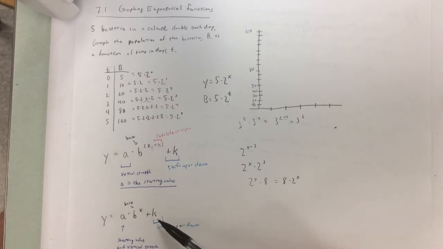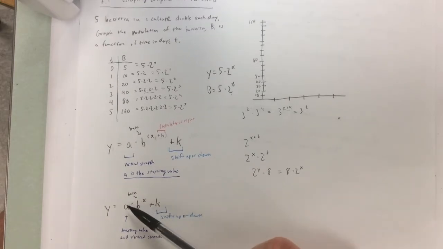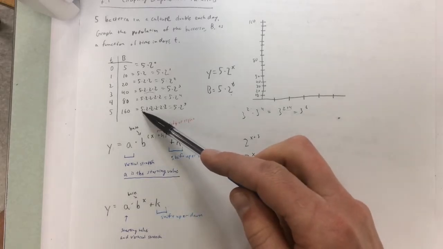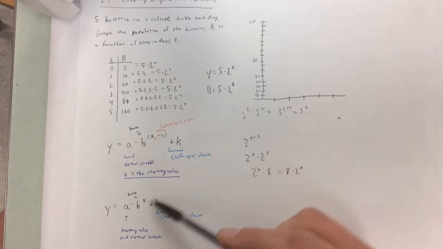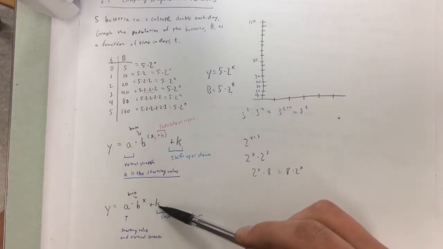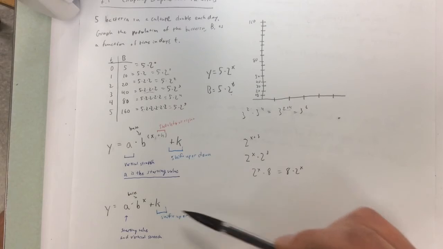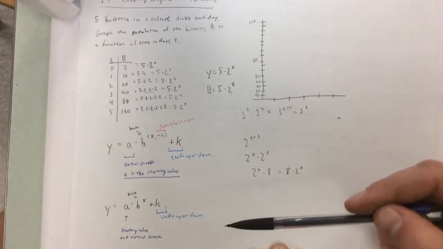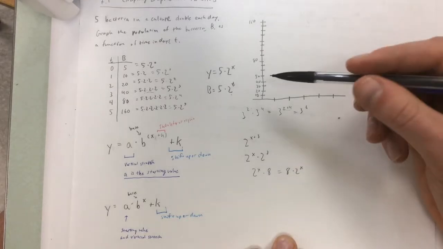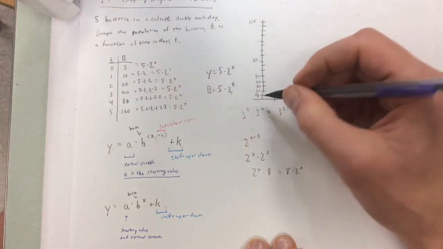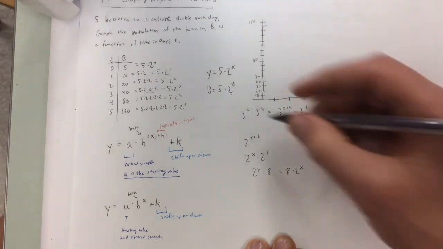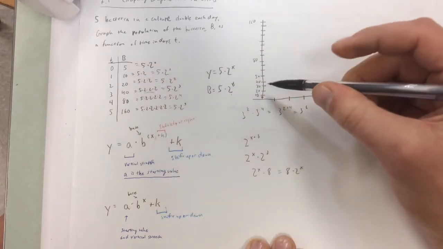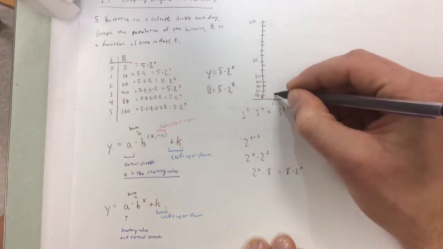So it's normally of this form right here, where the starting value is the a, in this case the 5, times the base raised to the x plus the k, where the k is whatever shifts it up or down. Remember, if a is negative, it would be flipped over the x-axis. So if I'm graphing this here, my first one is at 0, 5. After 1 day, there was 10.